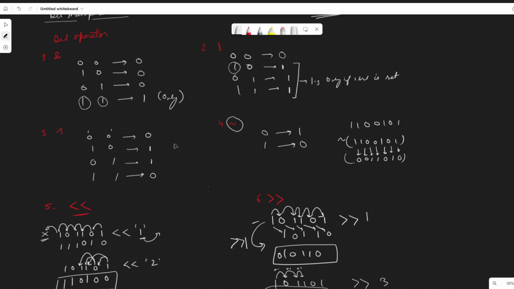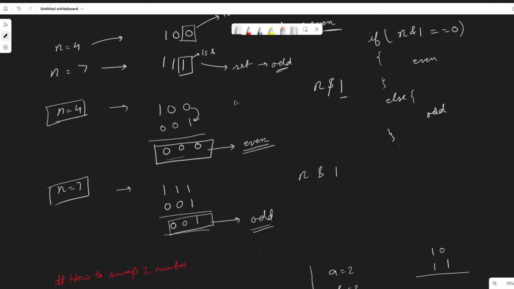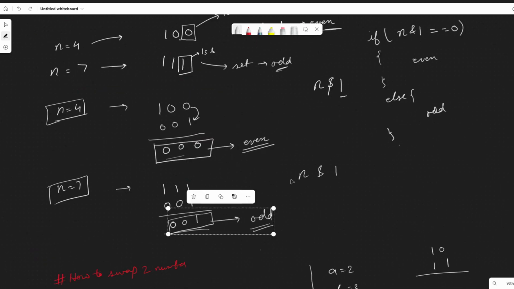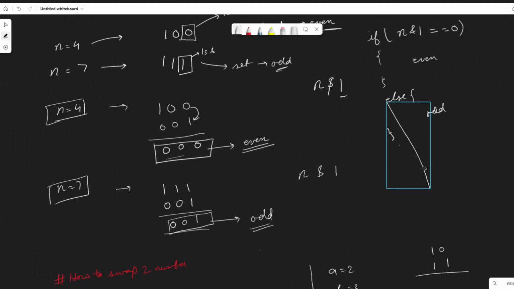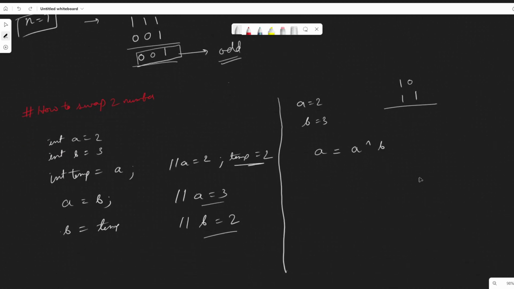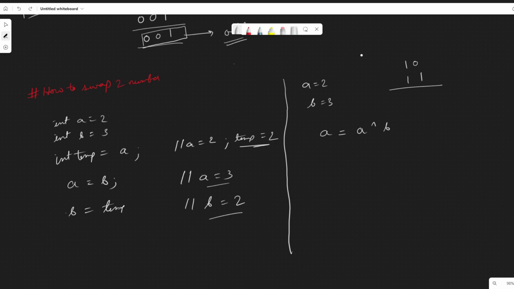If both the bits are same, then it will be 0. So let's check. Both the bits are different, so it is set. Both the bits are same, so it is unset. 1 0. So a becomes 0 1 right now, which is a decimal representation of 1.